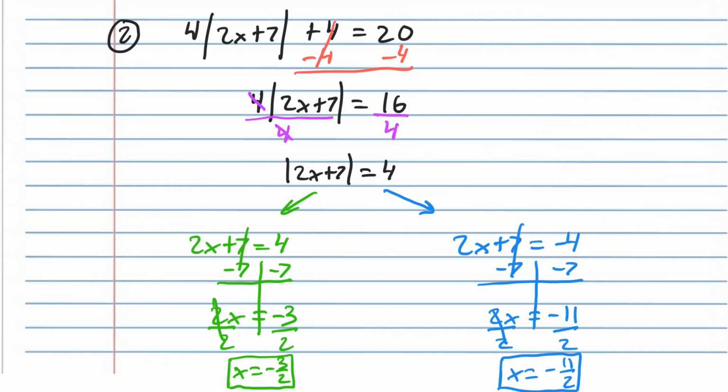All right, so if you did it correctly, both of your answers should have been fractions. One was negative 3 over 2, and the other one was negative 11 over 2. Okay? All right, so at this point, go ahead and go into your assignments tab and try the questions that are posted in there.